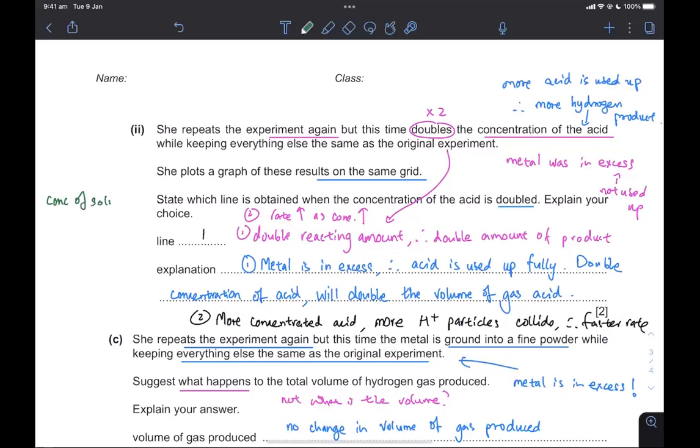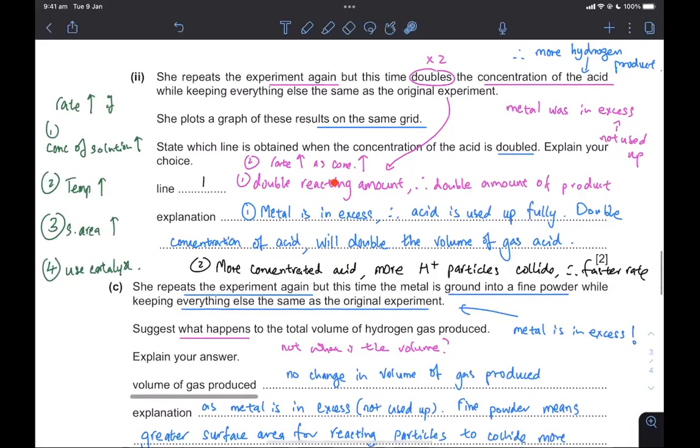There are 4 factors that will affect the rate of reaction. Rate will increase if, number 1, concentration of solution increases, if temperature increases, if surface area increases for the solid, and if we use a catalyst. These are the 4 factors that you learned at the beginning of this topic, and these are the only 4 factors you need to know for the whole topic.